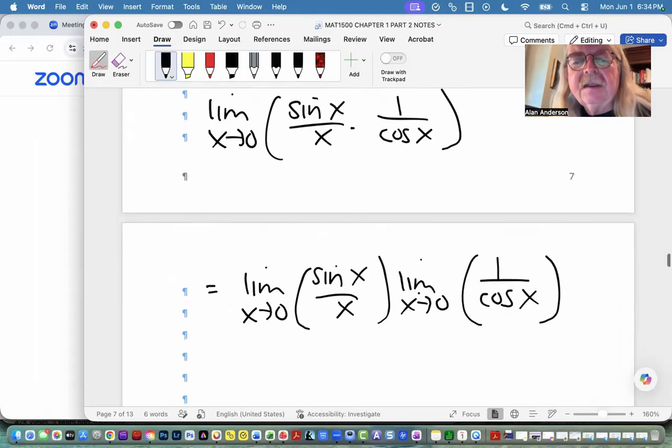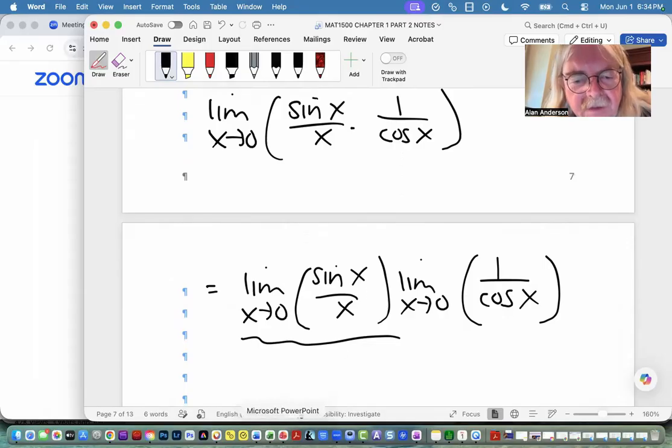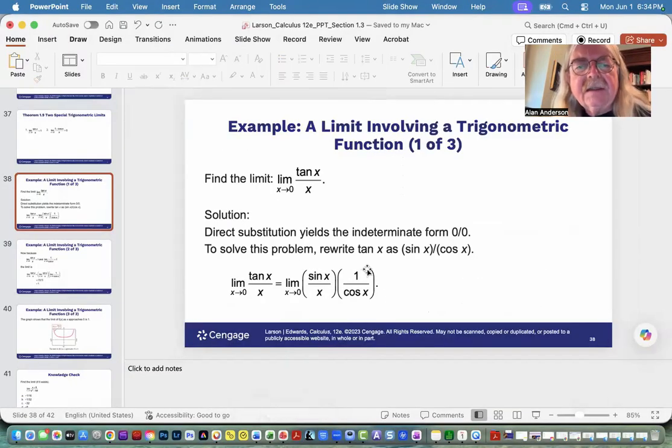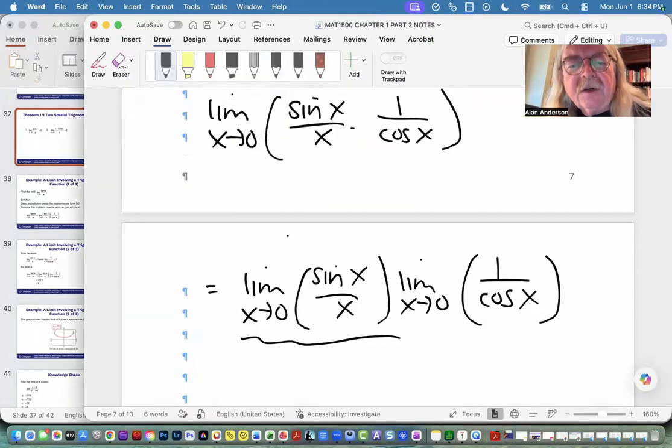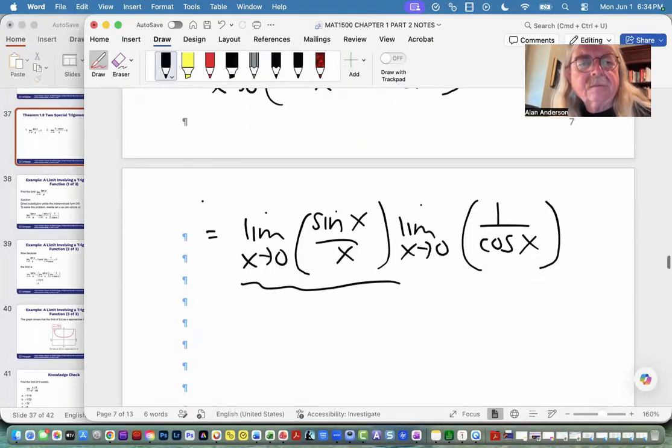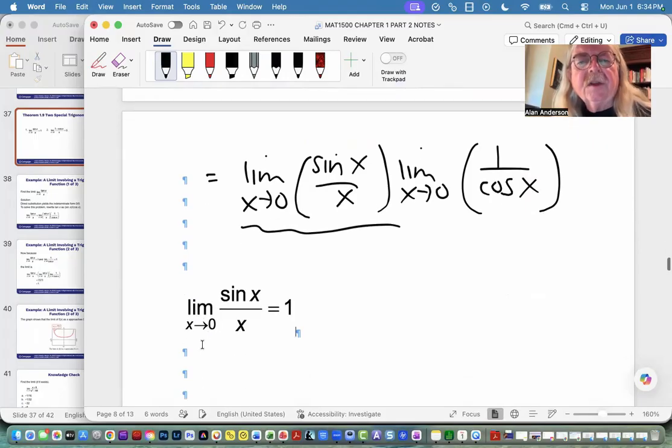And now this one at least is one of the two cases that they gave us in the slides. If you come back here, you'll see there it is. So that's very helpful. So therefore, this part is just 1.